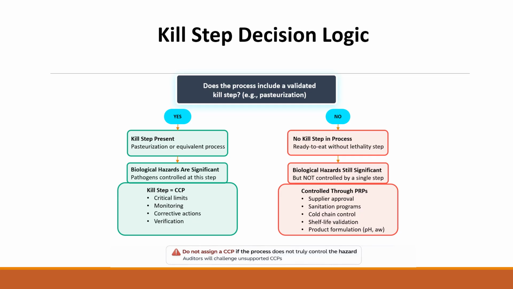If there is no kill step in the process, the hazard analysis must demonstrate how biological hazards are controlled without a CCP. This is typically done through a combination of supplier controls, sanitation programs, cold chain control, shelf life studies, and in some cases, product formulation factors such as pH. It's important not to claim a CCP exists if the process does not truly control the hazard. Auditors will challenge unsupported CCPs. In real-world practice, many refrigerated foods rely on strong prerequisite programs, cold chain control, and shelf life management rather than a traditional kill step CCP. But the justification for this approach must be clear and well documented.